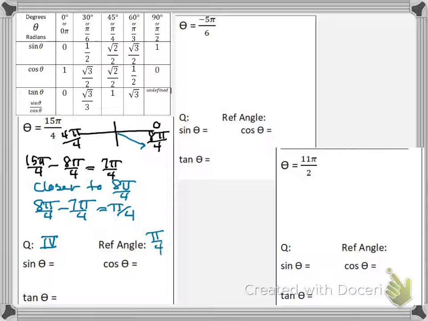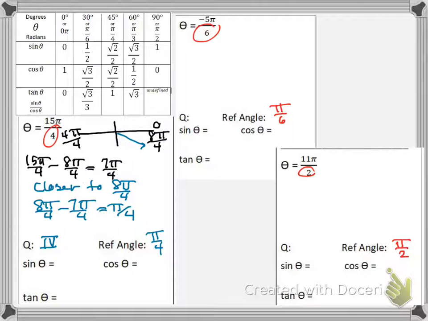But if you wanted to instead use the shortcut to find the reference angle, the picture helped me figure out my quadrant, but I could just use the shortcut for the reference angle. Bottom of the fraction is 4, pi over 4. Bottom of the fraction is 6, reference angle, pi over 6. Bottom of the fraction is 2, reference angle, pi over 2. You're allowed to take that shortcut.